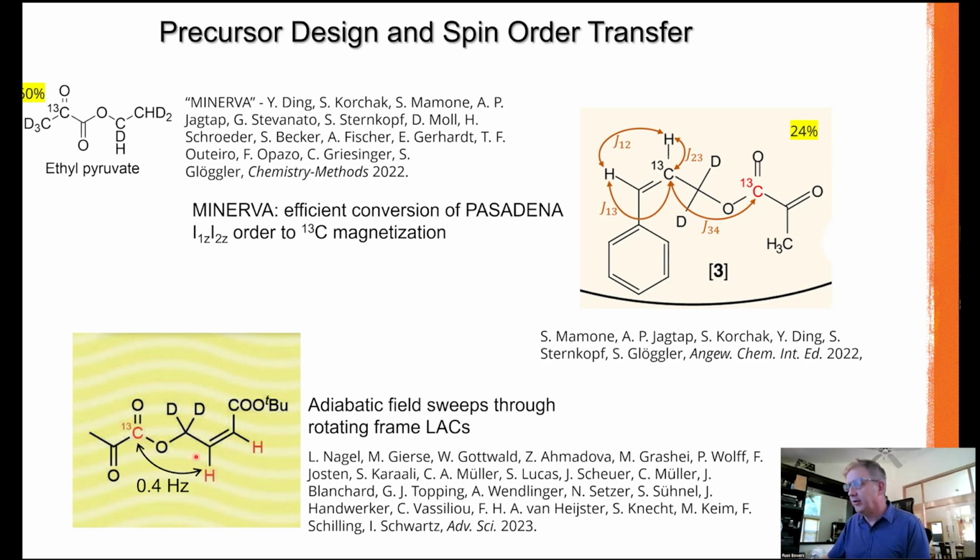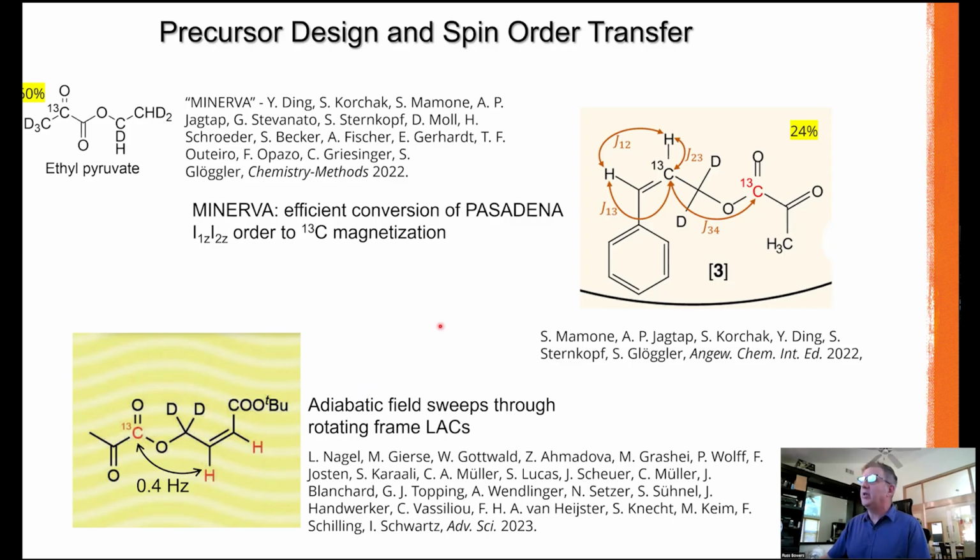And that works. However, one needs to consider the process of this spin order transfer and how compatible that could be and how it could be adapted to a flowing process. So there are also some practical considerations.